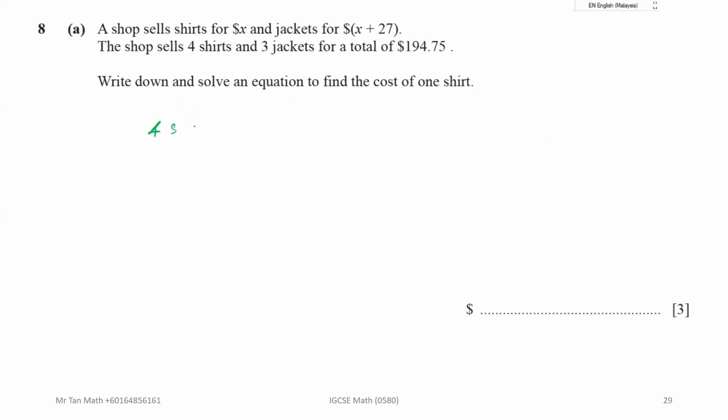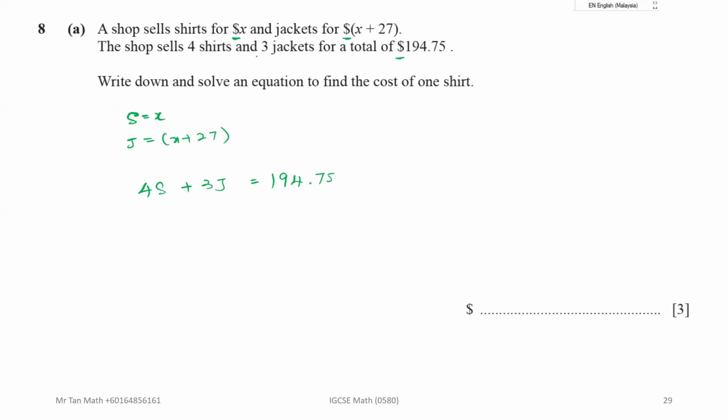Let me show you how to do the equation. So we have the shirt equal to x and jackets equal to x plus 27. So we have 4 shirts plus 3 jackets equal to 194.75. Take note of the unit. In this case, all in dollars.